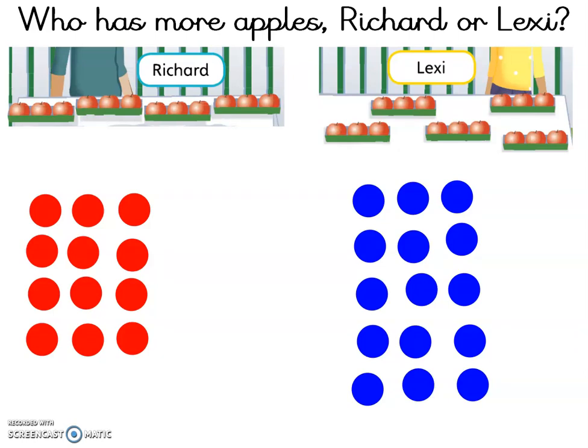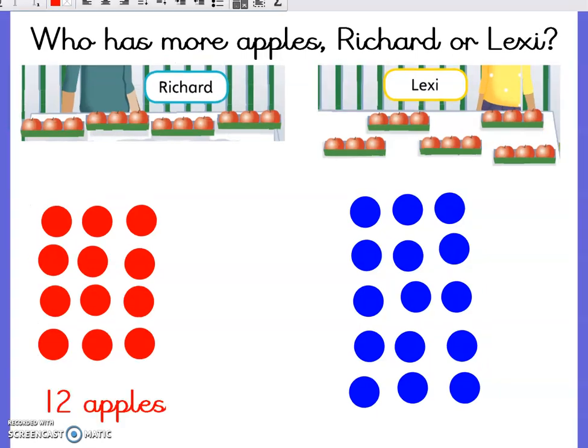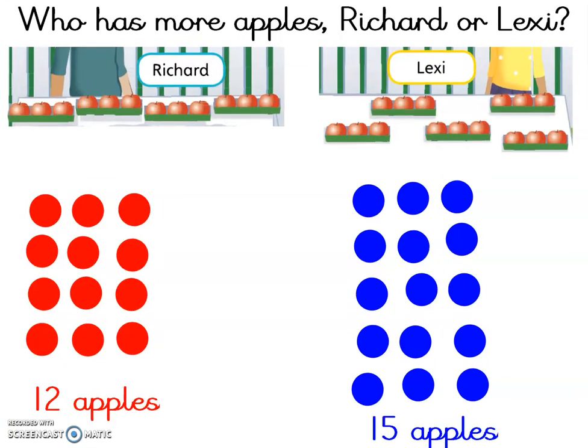And now we can simply add those up together. We can skip count. We can use whichever strategies we have. So in this case, I've got Richard: 3, 6, 9, 12. And Lexi has 3, 6, 9, 12, 15 apples.